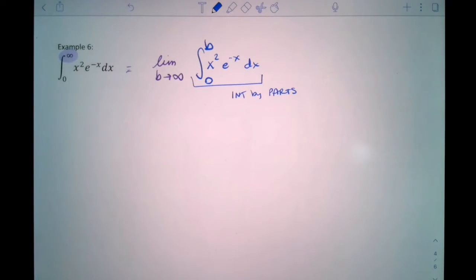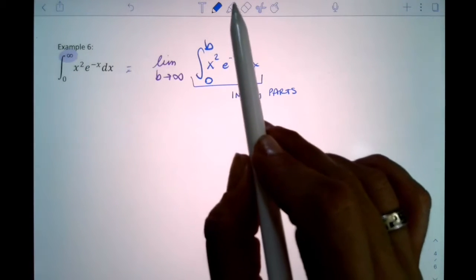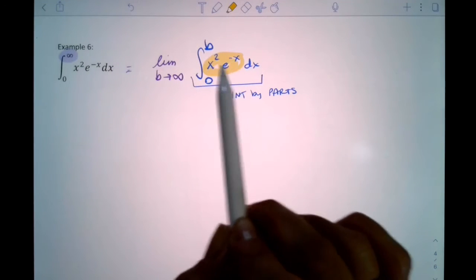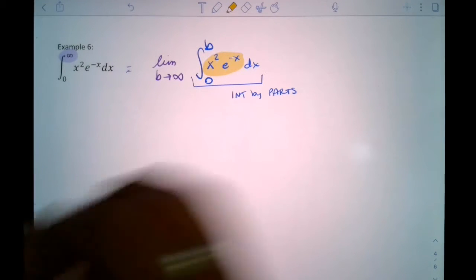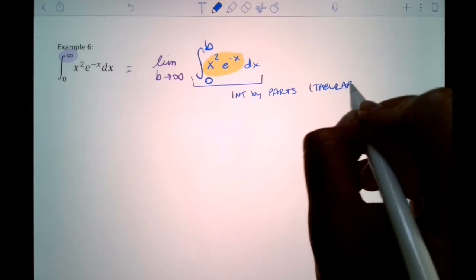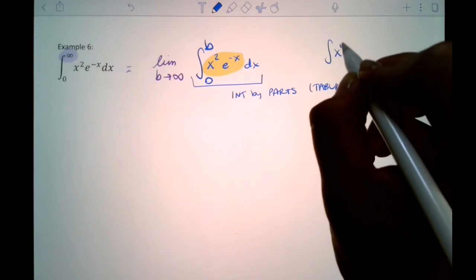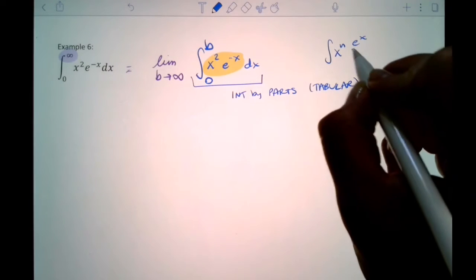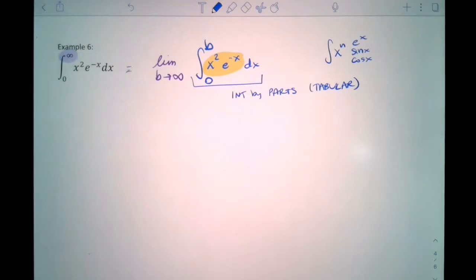And if I really look at what this is, it's one of those guys that was a good form to use that tabular method. So you can do this. Remember, a tabular method works really well if you have a polynomial and any one of these things, like an exponential, which is what we have here, a sine function, or a cosine function. It works really, really efficiently at that particular setup. So game on, we have the first version. We have a polynomial x squared times an exponential e to the negative x.